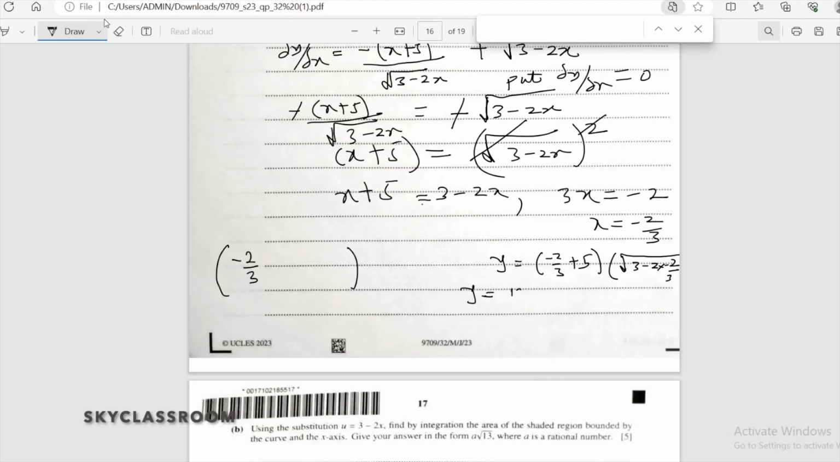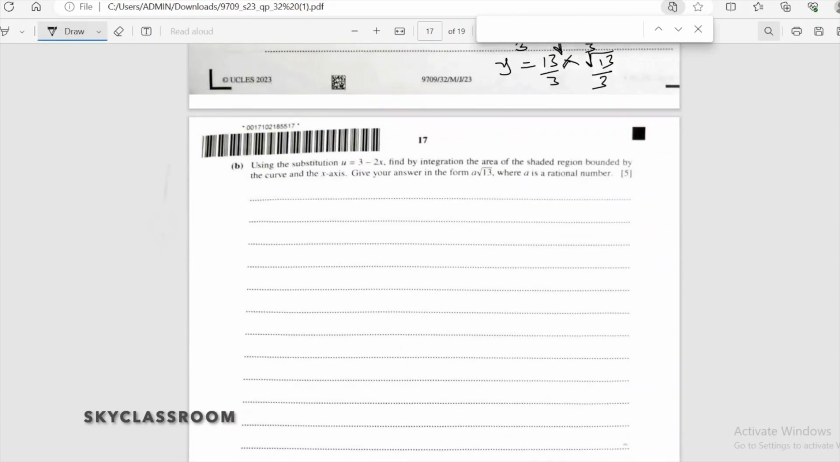I think we have 13 over 3 multiplied by square root of 3 plus 4 over 3, which gives us 13 over 3 multiplied by square root of 13 over 3. At the end of the day, the coordinate of y is 13 root 13 all over 9. This is the coordinate of the maximum point on the graph. Thank you. The next question, B.